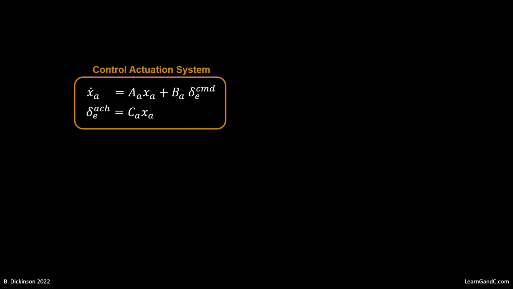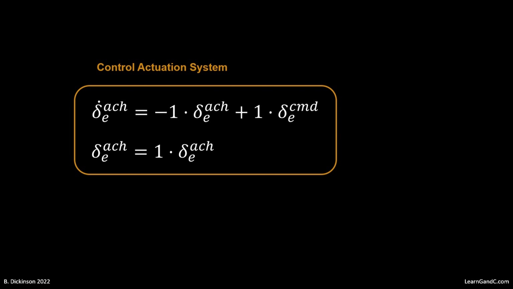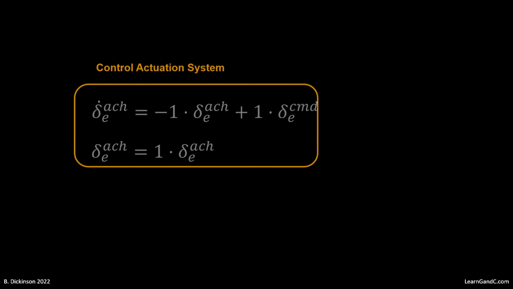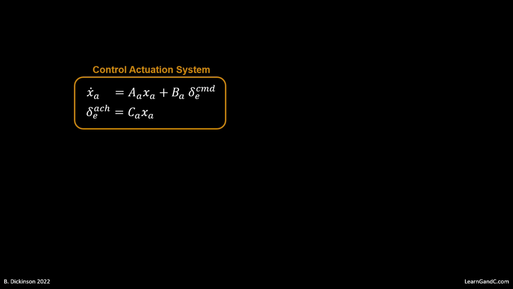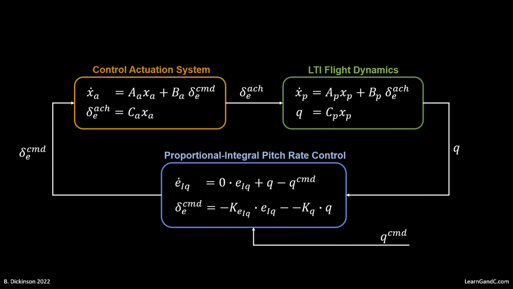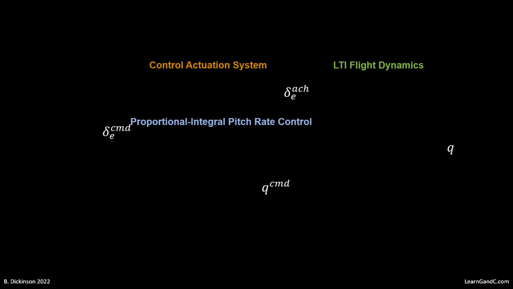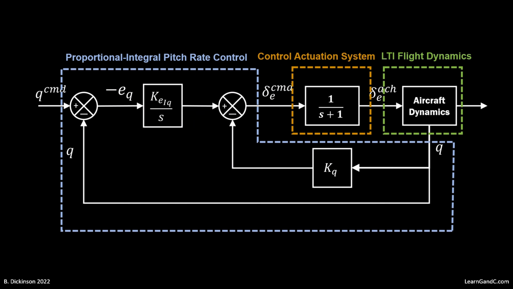The control actuation system is a simple first-order ODE, a low-pass filter. We set the eigenvalue to -1, which is on the order of 0.1 Hertz, and would be considered very slow in terms of actuation. This time domain feedback control loop is equivalent to the frequency domain loop shown earlier for the special case of LTI flight dynamics.